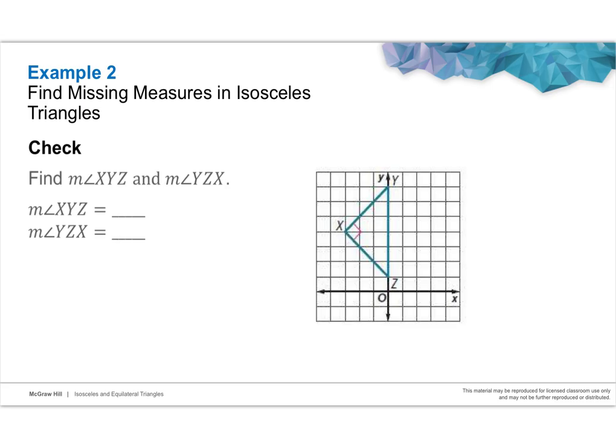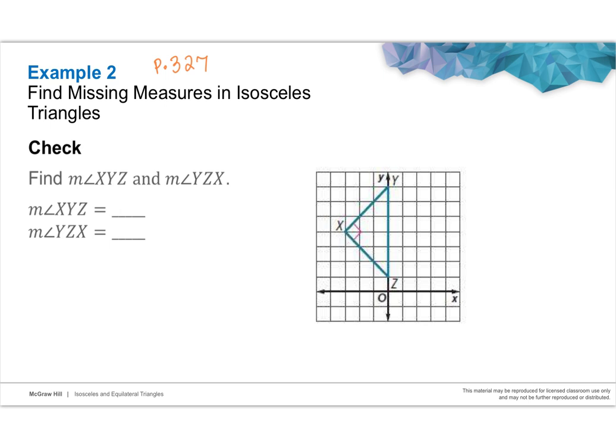All right, for the check for example 2, I'm on page 327. We were asked to find the missing measures in the isosceles triangles here. We're trying to find the measure of angle XYZ and the measure of angle YZX. What can we figure out as far as what type of triangle this is?